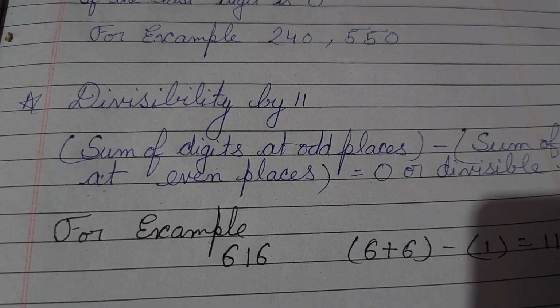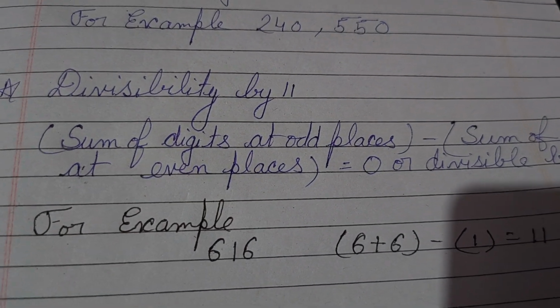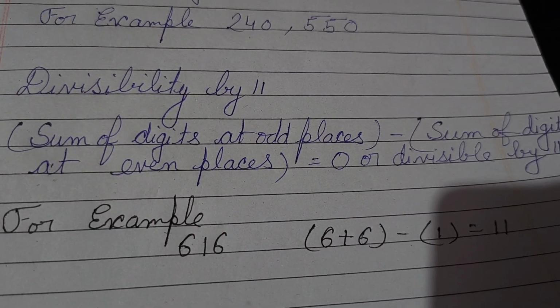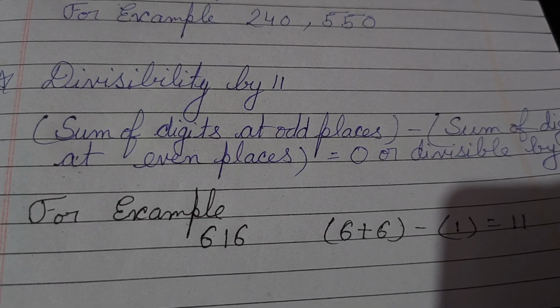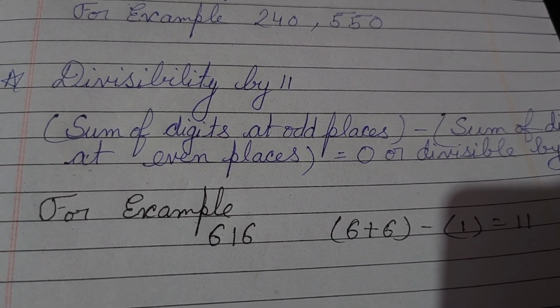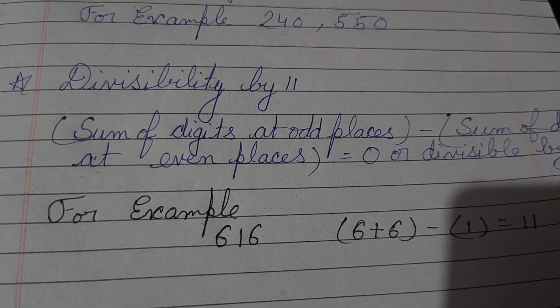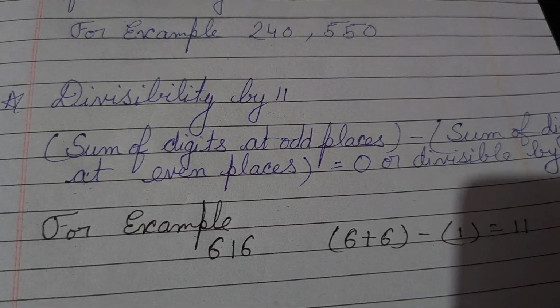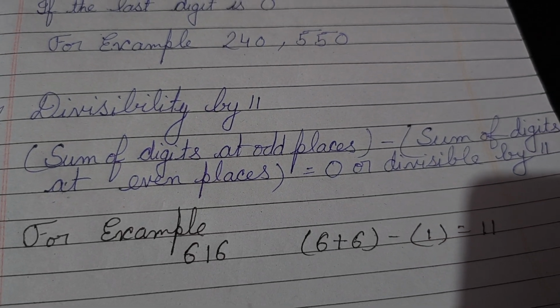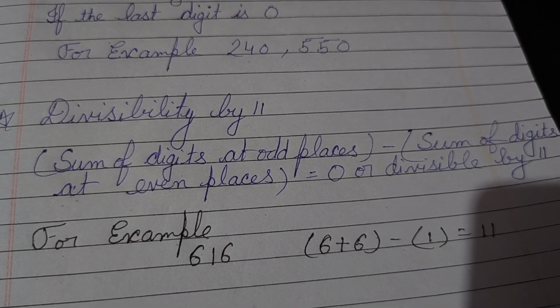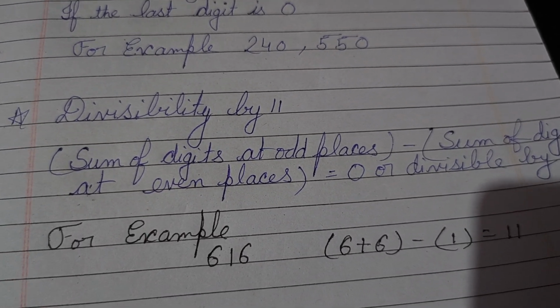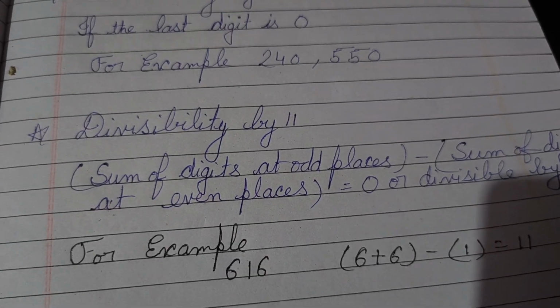For example, 616. Here the digits at odd places are 6 and 6, and the digit at even places is 1. So 6 plus 6 minus 1 is equal to 11, which is divisible by 11. So students, 616 is divisible by 11.